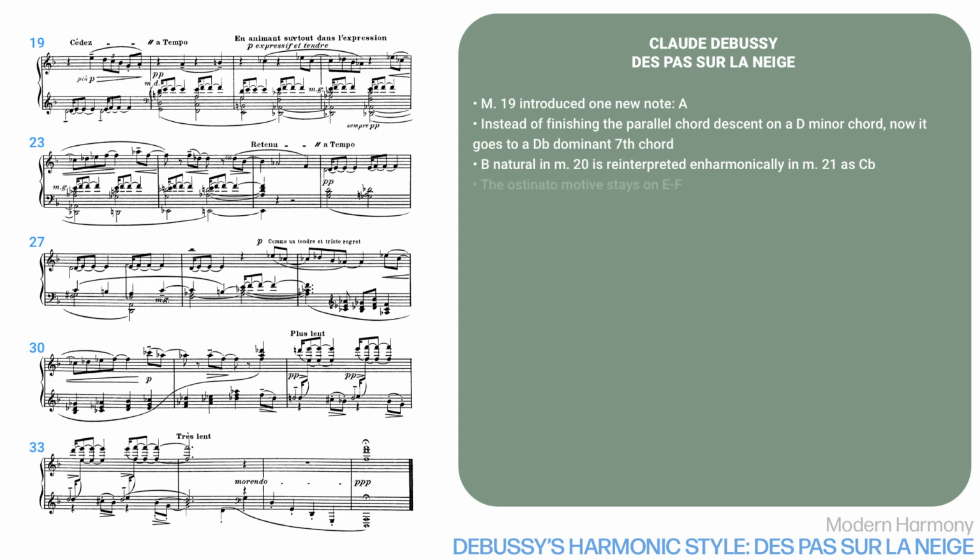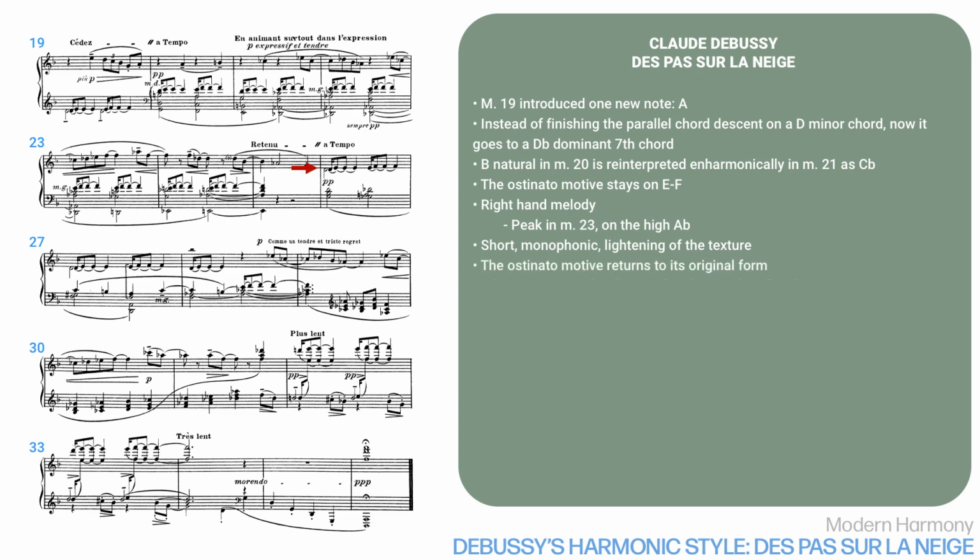For the first time, the ostinato motive stays on EF instead of returning to DE each time. As the right-hand melody develops, reaching its peak in measure 23 on the high A flat, the bass rises chromatically in parallel dominant 7th chords from D flat to E. Another short monophonic lightening of the texture follows, recalling the one in measure 7.